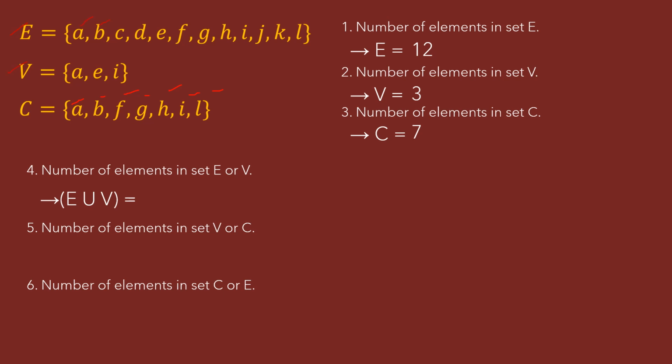So we have 1, 2, 3, 4, 5, 6, 7, 8, 9, 10, 11, 12. So we're not going to count letter A anymore because we already counted A in set E. So there will be no duplication. So 12, letter E, not either, because we already counted E in set E. And letter I won't be counted anymore because we already counted letter I on the previous set. So therefore, the union of E and B is said to be 12 only.